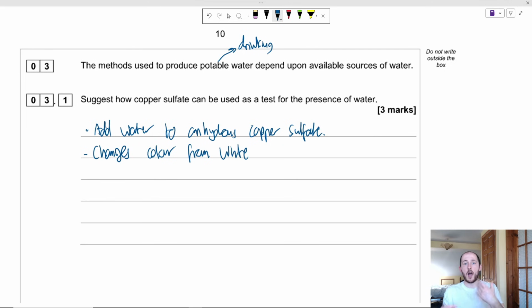And then when it hydrates, so it stops being anhydrous copper sulfate, it turns blue, okay? So that's why they specify anhydrous copper sulfate. Anhydrous just means there's no water present in it.